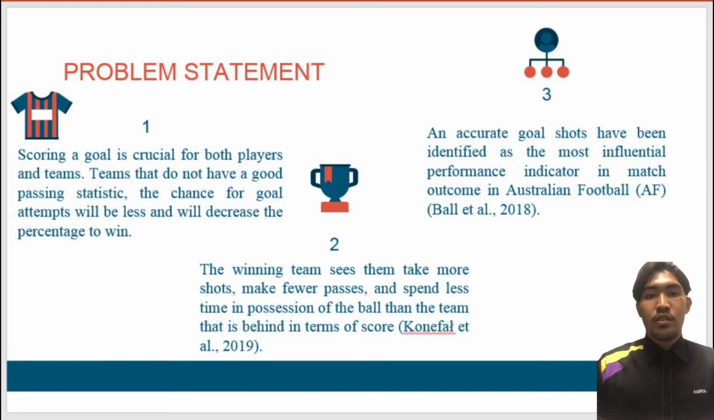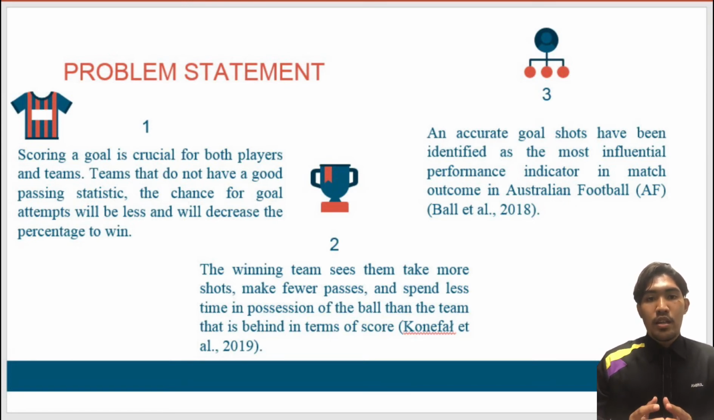Teams that do not have good passing statistics will have fewer chances for goal attempts. Therefore, this study is about whether a successful goal attempt and good passing statistics indicate whether a football team is successful or not. Some previous studies state that the winning team takes more shots, makes fewer passes, and spends less time in possession of the ball than the team that is behind in terms of score. This means that having a higher number of goal attempts during the game increases your chance of winning.